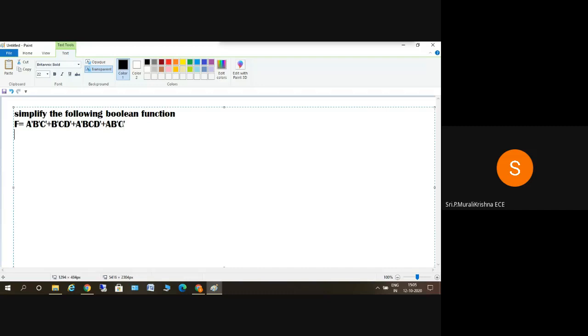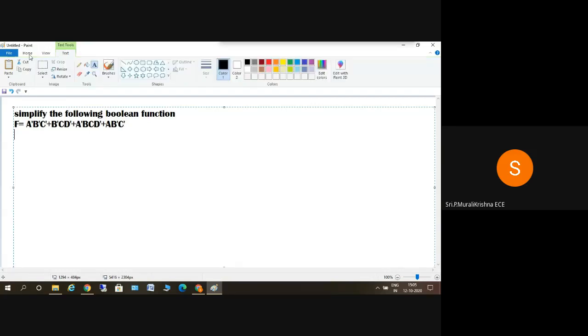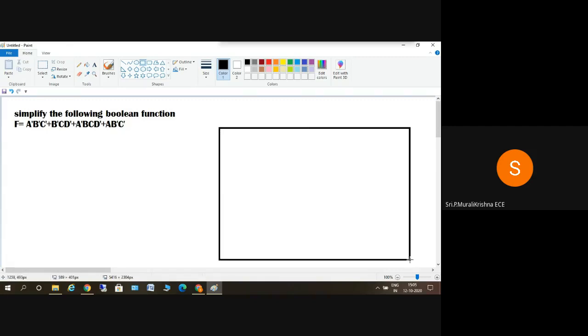After simplifying this, find the min terms here, and find the minimum sum. So the final sum, which is minimized. Let's draw the Kmap. First of all, draw the Kmap.